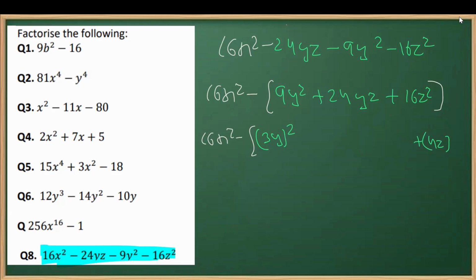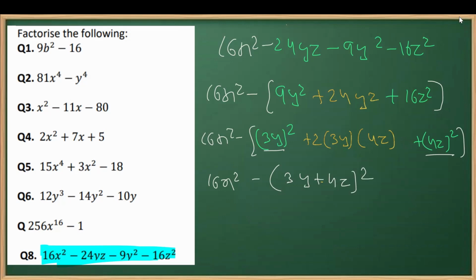Now applying the identity of a plus b whole square, this is a square, this is b square, and the middle term should come as plus 2 times a, which is the first term, multiplied by b, which is 4z. Now cross check, are you getting back 24yz? Yes. So after writing them in the form of an identity, we are getting back 24yz. So we can now say that this is 16x square minus 3y plus 4z whole square.